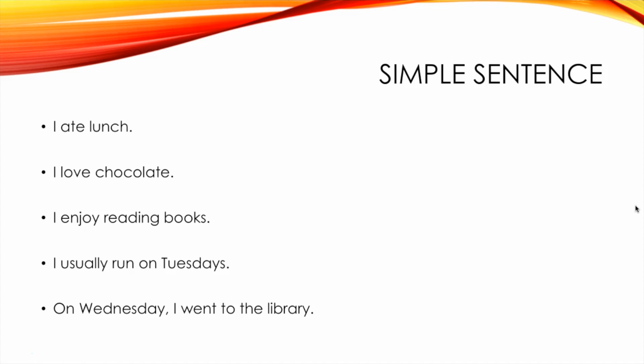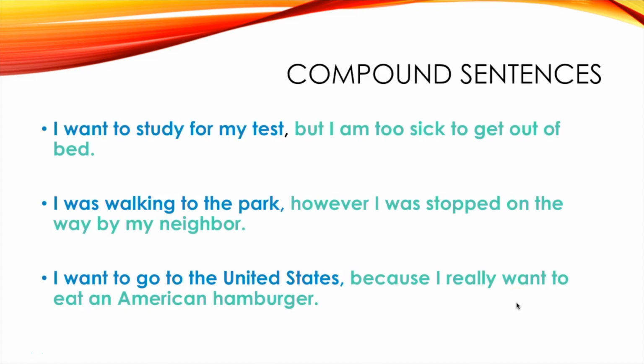This is a simple sentence. So is I usually run on Tuesdays. Finally, on Wednesday, so this is a time. We add this to the beginning of the sentence. On Wednesday, I went to the library. Okay, so now let's look at some compound sentences. So if you remember, compound sentences have 2 independent clauses, so 2 complete thoughts, at least 2.